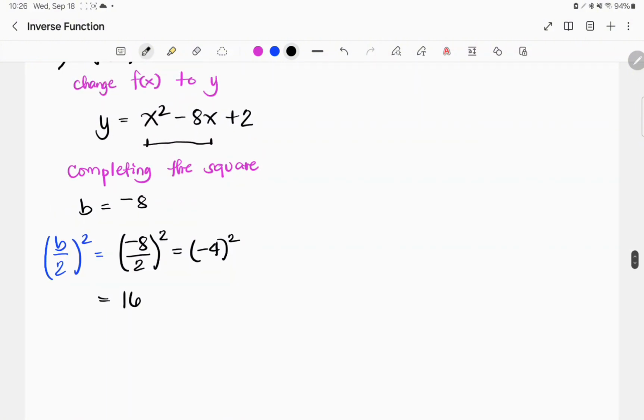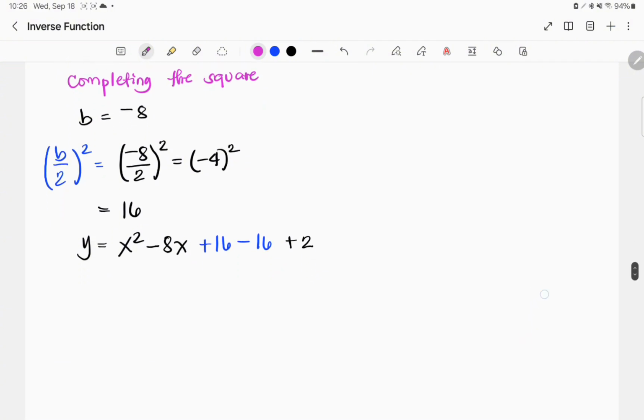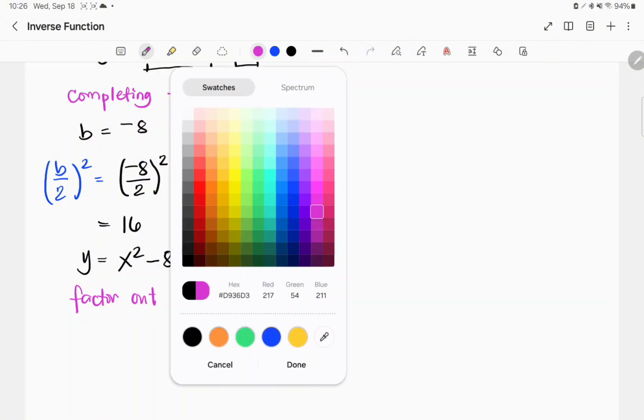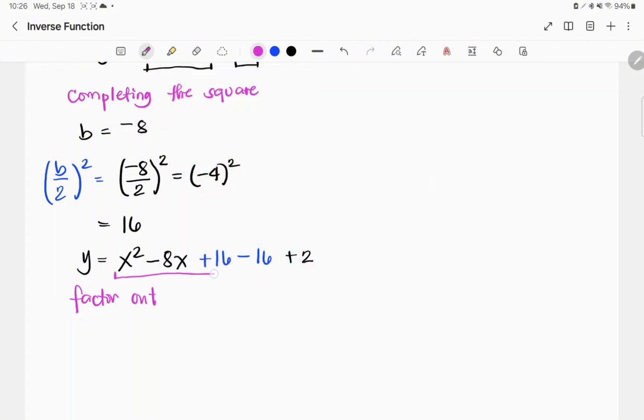So it will become y equal to x squared minus 8x plus 16 minus 16, then followed by our plus 2. And after this, we have to follow the next step, which is to factor out the first three terms, which is a perfect square trinomial. So what we are going to factor out is just these three terms, the perfect square trinomial.